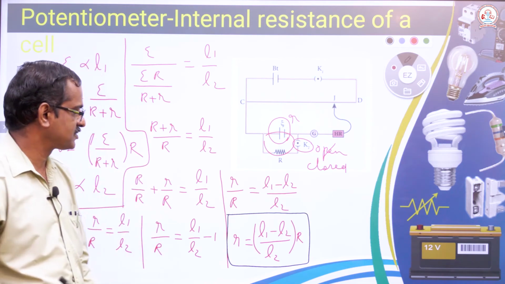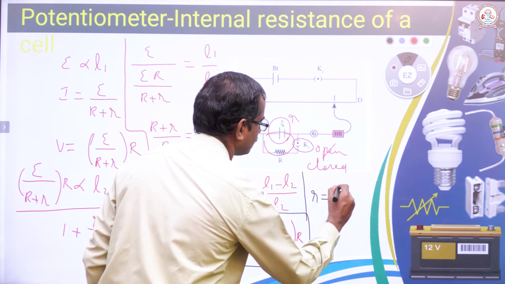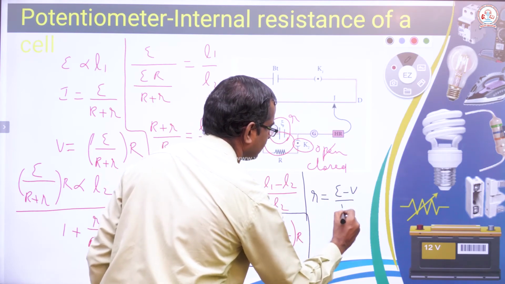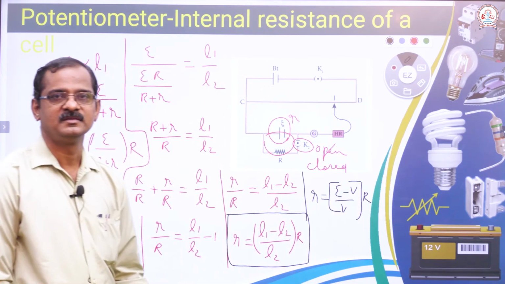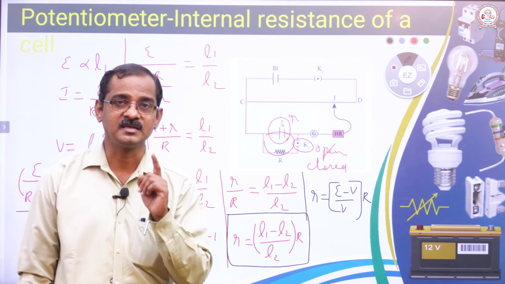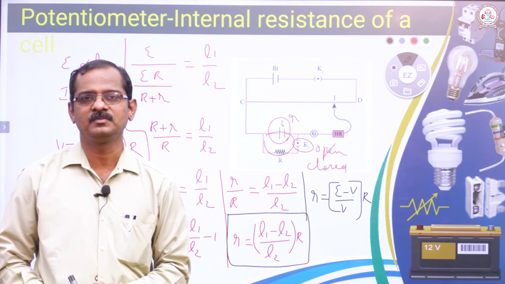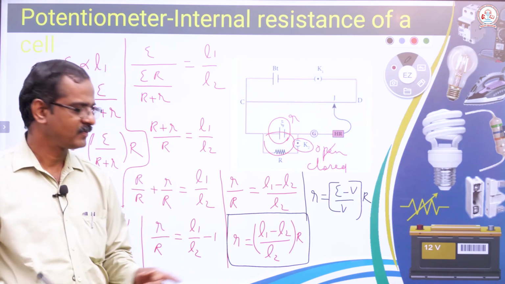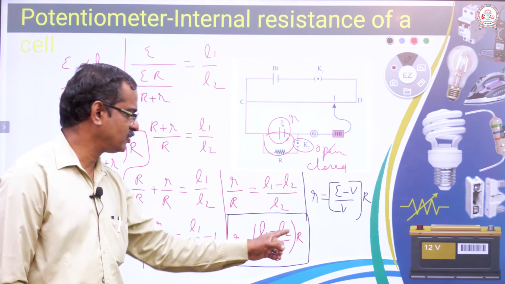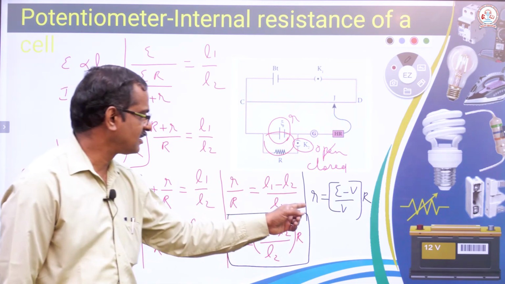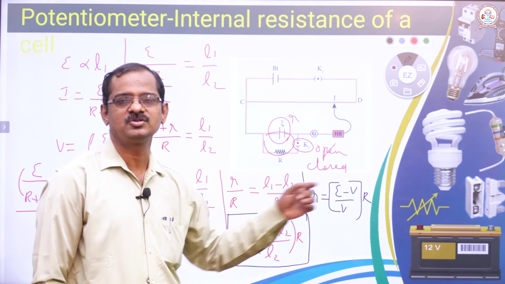We discussed another equation, you just recall this equation. Small r is equal to (epsilon minus V) divided by V into R. This is also another equation we discussed for internal resistance of a cell. So, based on the data given in the numerical problem, we have to choose the formula. Internal resistance of a cell r is equal to (L1 minus L2) by L2 into R. There is another equation, r equal to (epsilon minus V) divided by V into R.